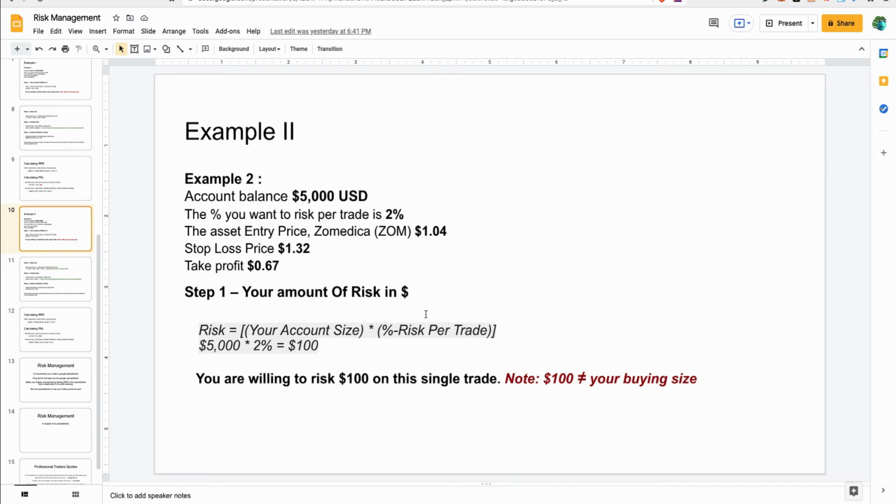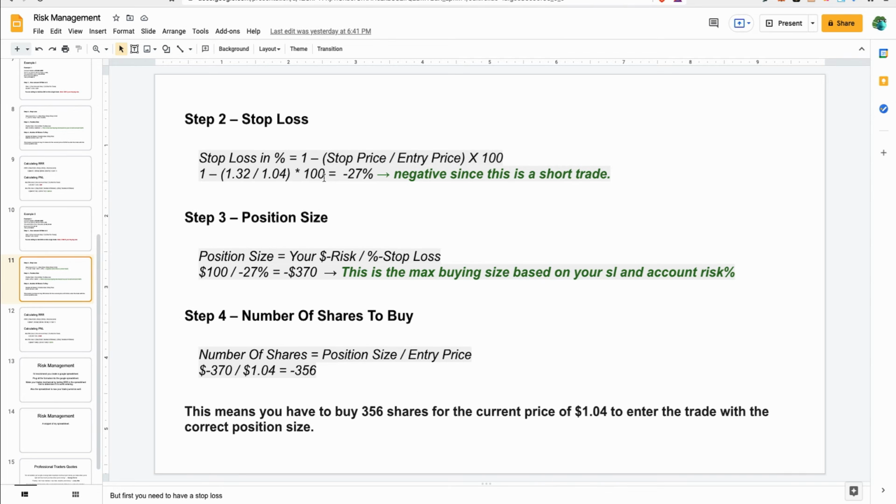So same way, your account size times your account risk percentage. So $5,000 times 2% is $100. So this $100 is the maximum amount you can lose on this trade. Next is your stop loss percentage. Your stop loss percentage is your stop price divided by your entry price, subtracted from 1, times 100. So we see here that we get a negative 27, which makes sense because it's a short trade. So negative 27% stop loss. And your position size is your risk amount divided by your stop loss percentage. So 100 divided by negative 27% equals negative $370.